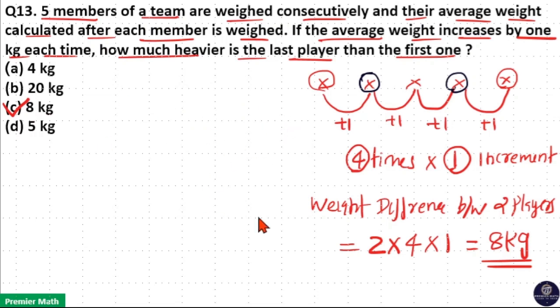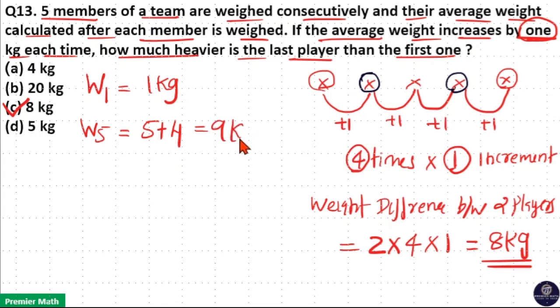Now, if you want to do it in another method, let us consider weight of first person as 1 kilogram. Then weight of the fifth person, if there is unit increment, will be 5 plus 5 minus 1, 4. So 5 plus 4, 9 kilogram is the weight of the fifth person. Then weight difference between fifth and first player, last and first player, is 9 minus 1, 8 kilogram.